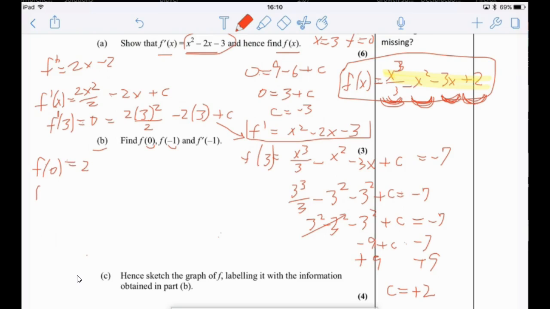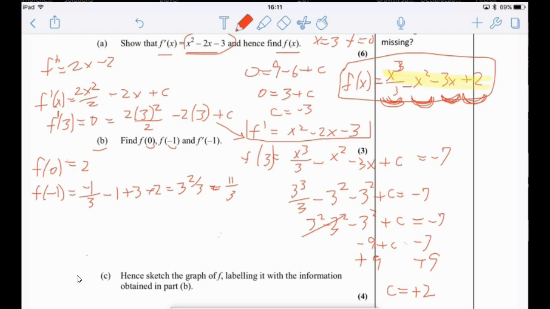Then we have f of negative 1. If we put negative 1 in the same function, we would have negative 1 cubed, which is negative 1, divided by 3, minus negative 1 squared, which is just 1, minus 3 times negative 1, which would be positive 3, plus 2. And that would give us 4 minus 1/3, which is 3 2/3, which can also be rewritten as 11/3.